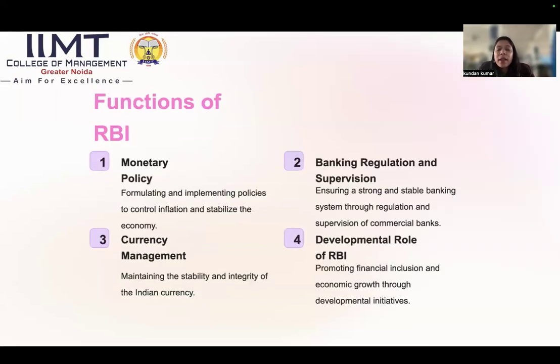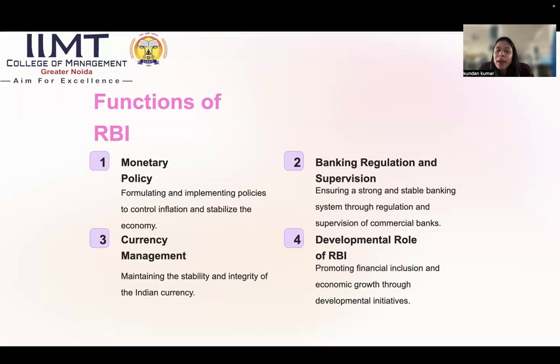Apart from this, it also performs a function as banker to banks. The settlement of interbank transactions is the sole responsibility of the Reserve Bank of India. The employment of a clearing house encompasses it. Thus, the RBI serves as the bankers' standard banker.